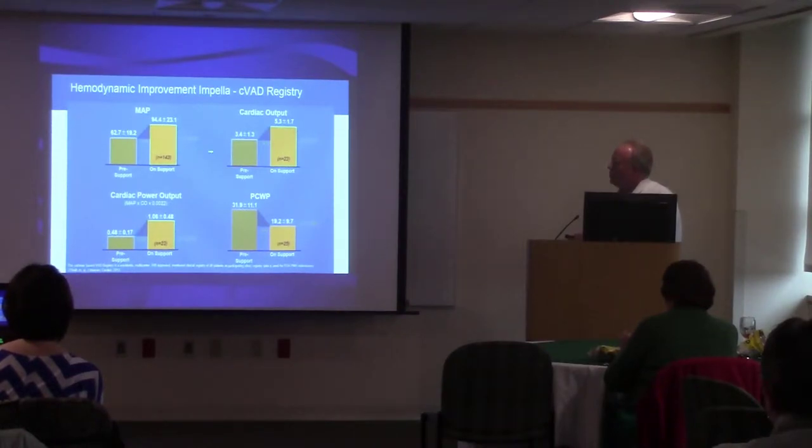Their cardiac output was low, which is the amount of blood that your heart pumps every minute. And again, by putting the pump in, we can increase cardiac output by over 50%. And again, the pressure inside the heart falls. Again, we like to have this under 20. And we can drop the pressure inside the heart by about 40% by using this pump.